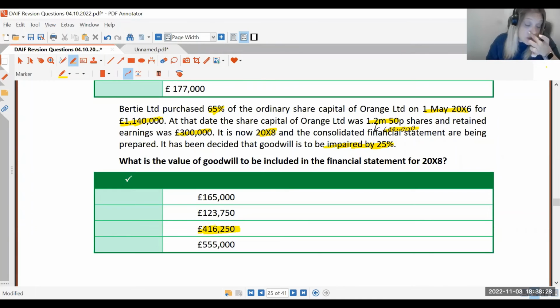Really important to use the correct dates. As we can see in this question, we're preparing financial statements for 2008, but we still need the figures from acquisition. So our net assets at the date of acquisition was our 1.2 million shares at 50p per share, which was £600,000, and our retained earnings of £300,000.